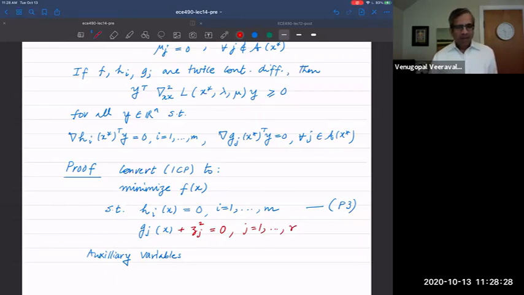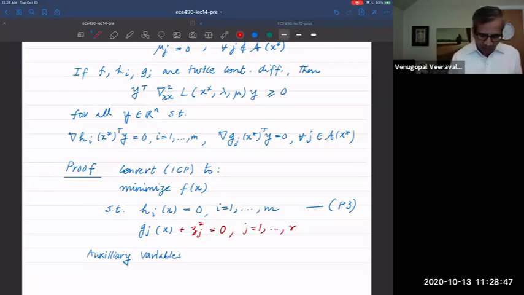Okay, I'll do that for all constraints, both active and inactive. For the active ones, Zj will be 0 automatically. And for the inactive ones, Zj squared will be positive. All right, so our auxiliary variables, I'll call them Z in a vector Z, Z1, Z2, up to ZR.